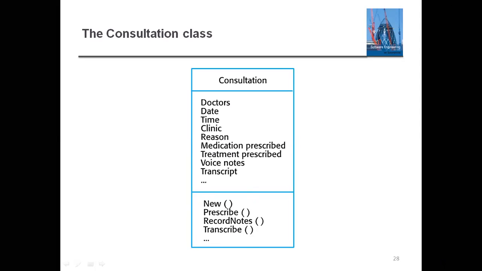Then if I want to go for any of the functions, how are you going to do it? It can be new, if a new patient has arrived, then you can go for new. Then one more, it can be prescribe. If the doctor is prescribing medications or treatment, then you can go for this prescribe. Then all the records have to be noted, so you can have one more function named record notes. Then transcribe. So all these things you can write according to you.